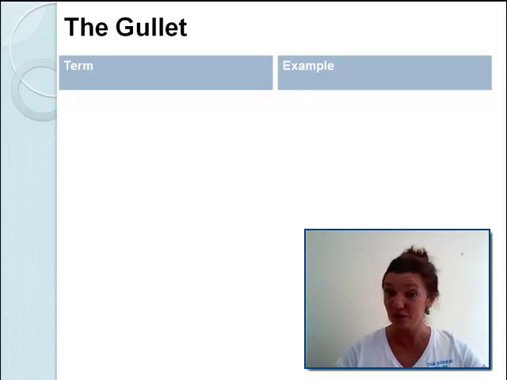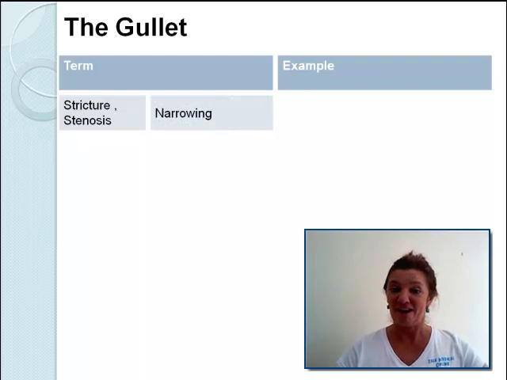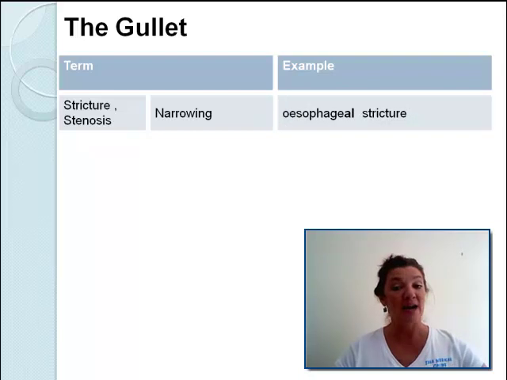The gullet was the esophagus, and you can have various problems with the esophagus. Let's have a look at one that can occur. You can have a stricture or a stenosis, which means narrowing. So a patient may have an esophageal stricture. So that would be narrowing relating to the esophagus, the gullet.